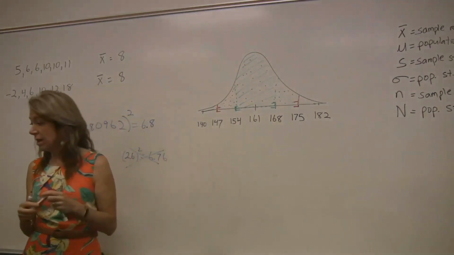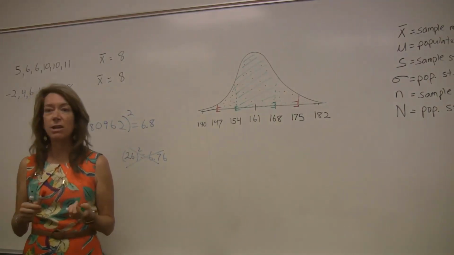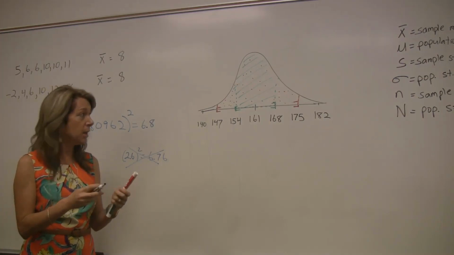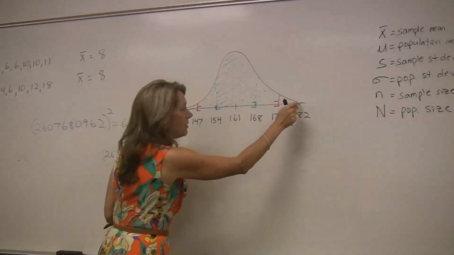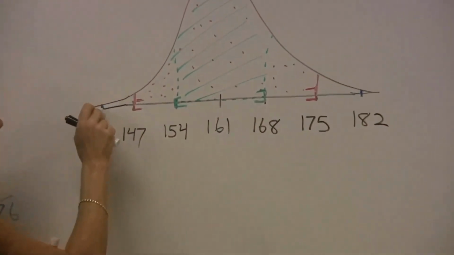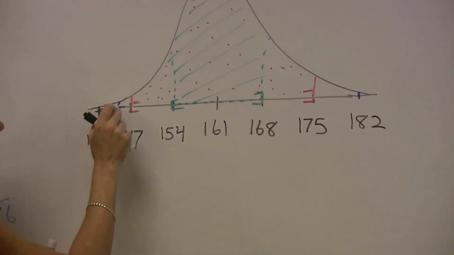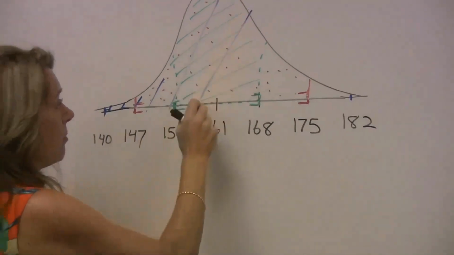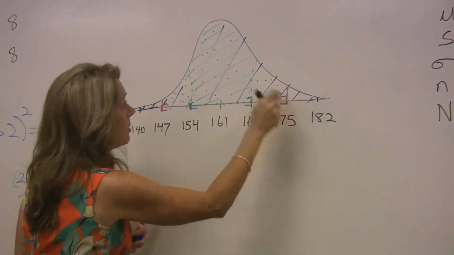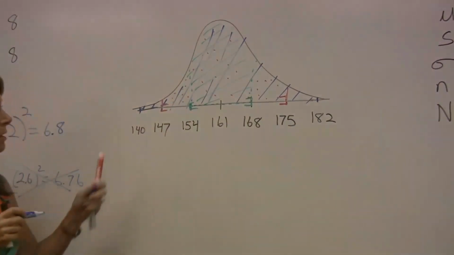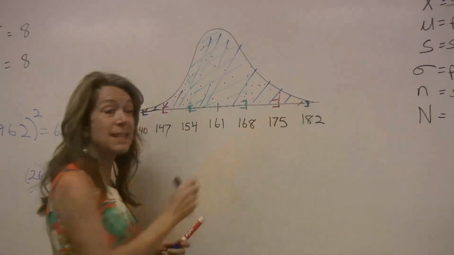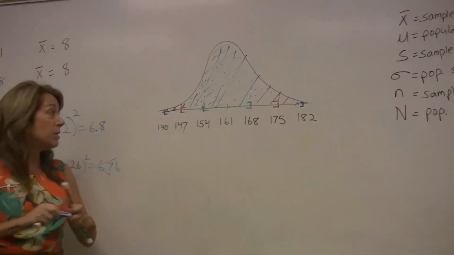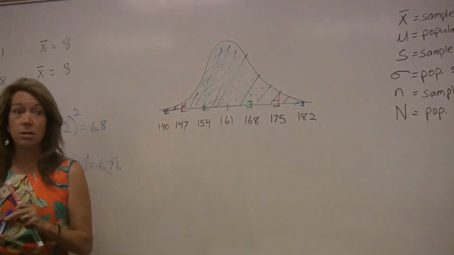And then finally, the third one is 99.7% are within 3 standard deviations, which is hard for me to say apparently. 3 standard deviations. If your picture looks like mine, there's hardly anything left after you go between here and here, right? If I guess I could do giant stripes all over here. The blue stripes go all the way from here to here. That's not everybody. Not all women are between 140 and 182 centimeters tall.